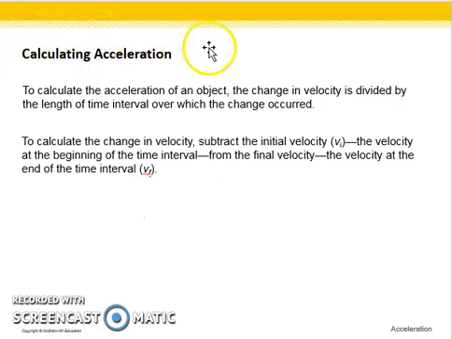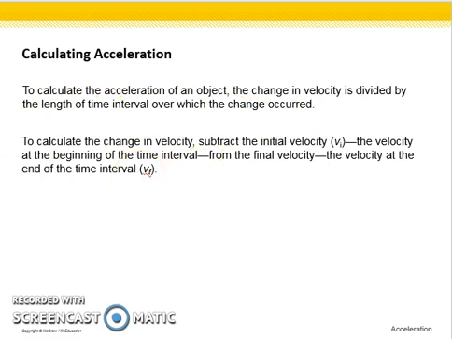Our title has changed, so make note of that. Highlight it, a different color of pen or color pencil, or put a little star at the side in the margin. Calculating acceleration. Please copy this down. To calculate the acceleration of an object, the change in velocity is divided by the length of the time interval over which the change occurred. Continue writing.